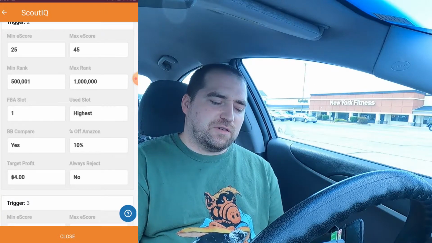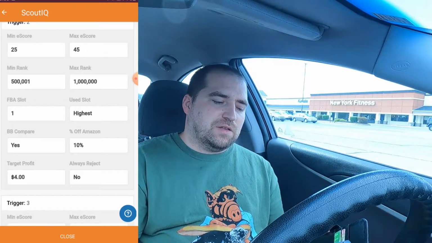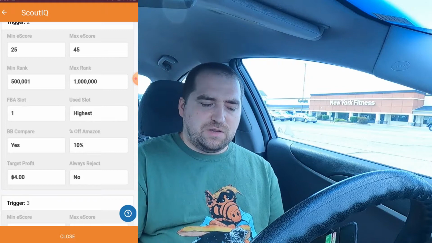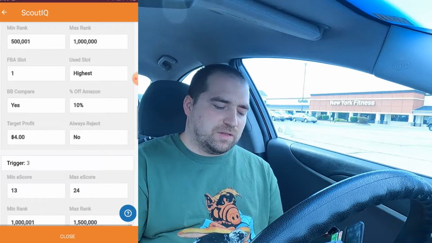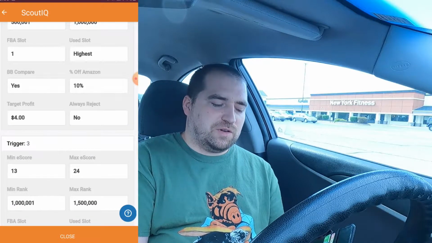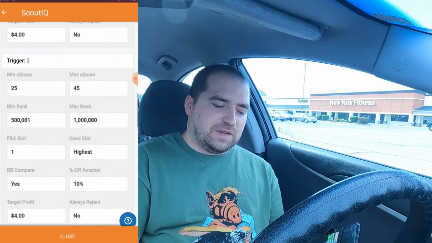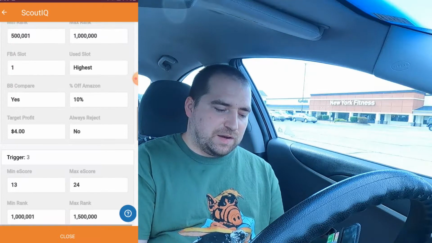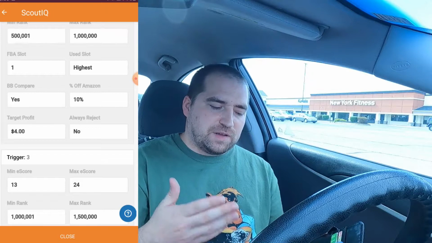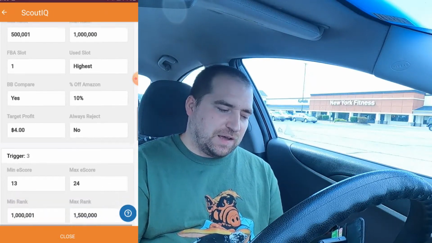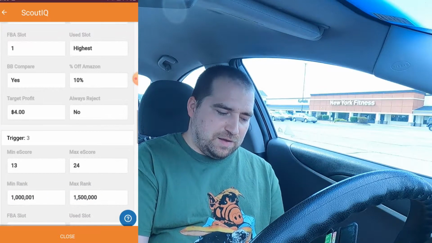These are ranks 500,001 to 1 million. So my max e-score here is 45, so they sell pretty often, not every day, but they're selling. It's definitely books that are going to sell for you. I have the same profit. It's basically the same. I could almost combine Trigger 1 and Trigger 2. $4 profit, 10%. Compare the buy box. Yes, you'll definitely want to keep that the same.